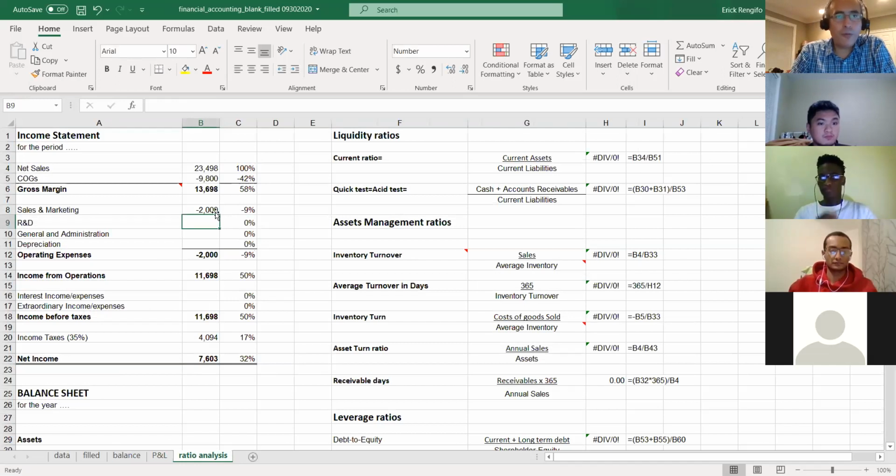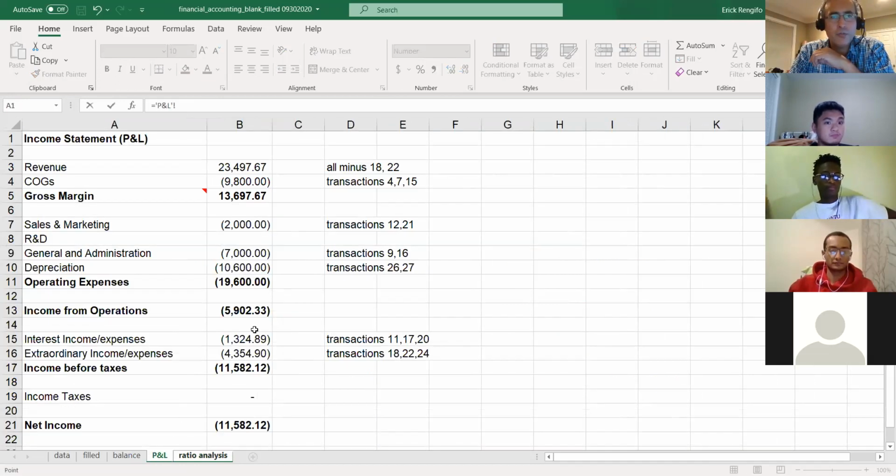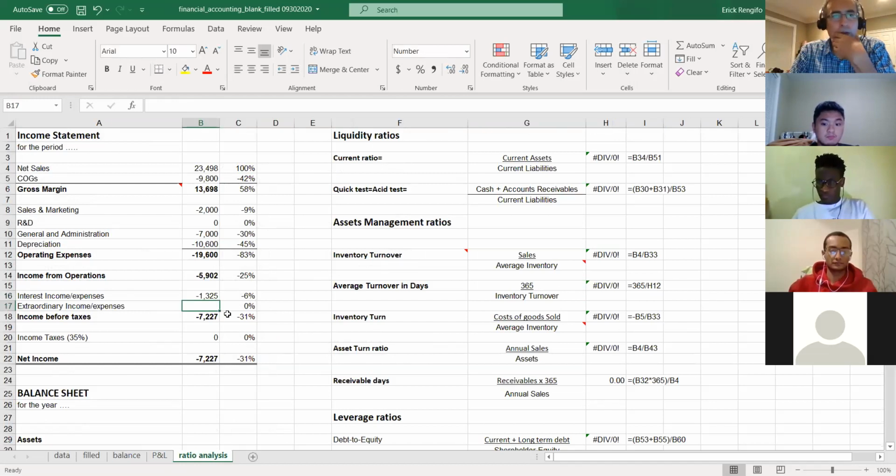Guys, do you understand what I'm doing? So we're just directly copying, right? Exactly. So we are just simply copying. So just allow me to copy all these numbers. You just need to be sure that the numbers are exactly the same. And that's it.